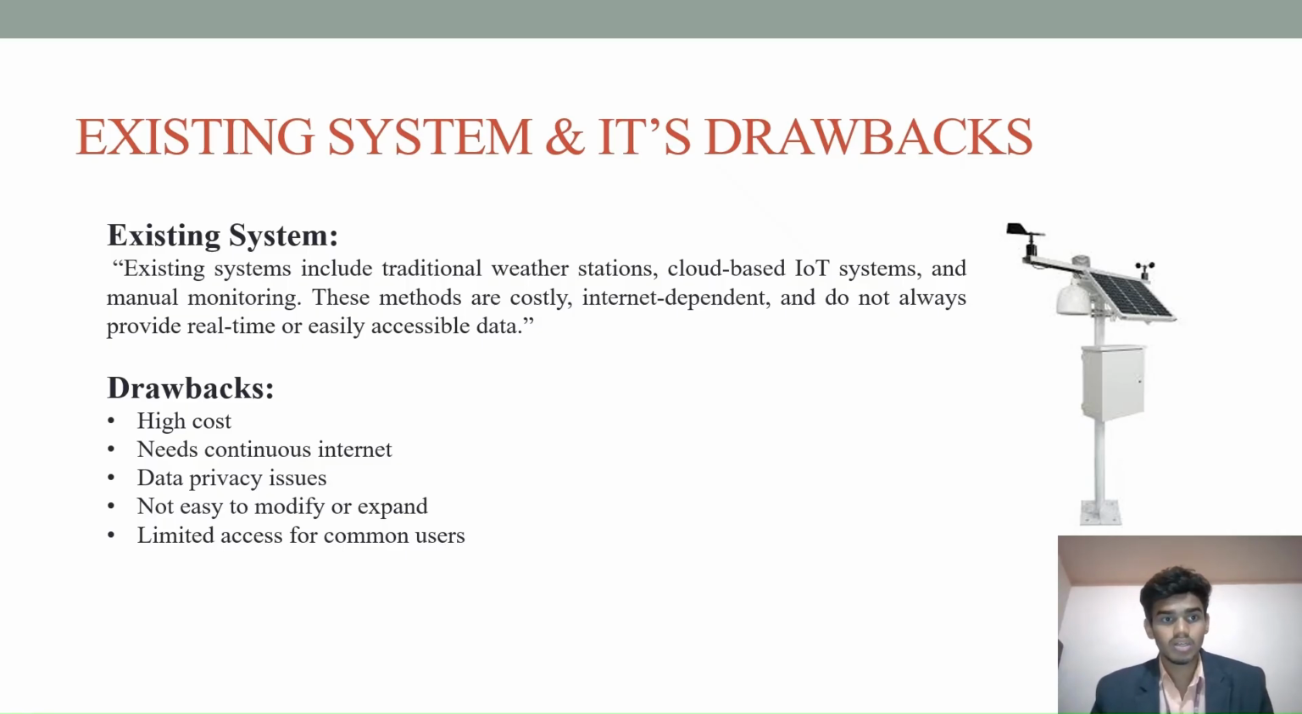If you take a look at the existing systems and their drawbacks, they include traditional weather stations, cloud-based IoT systems, and manual monitoring. These methods are costly, internet dependent, and do not always provide real-time and easily accessible data. So what are the drawbacks? High cost, needs continuous internet, data privacy issues, not easy to modify or expand, limited access for common users. So these are the drawbacks of the existing system.